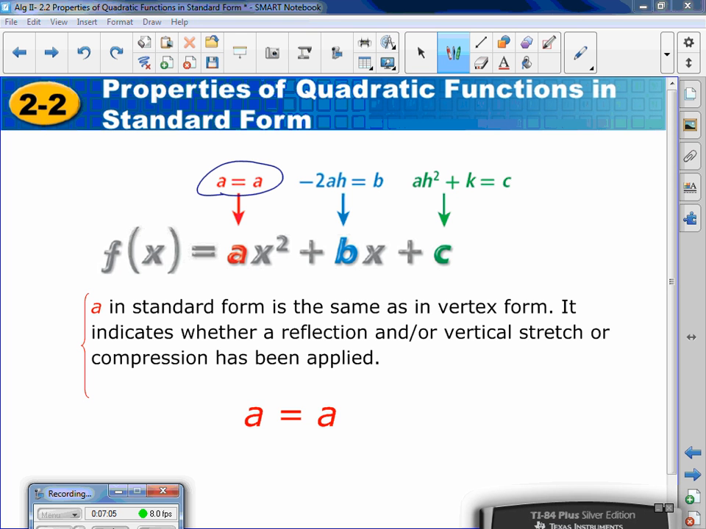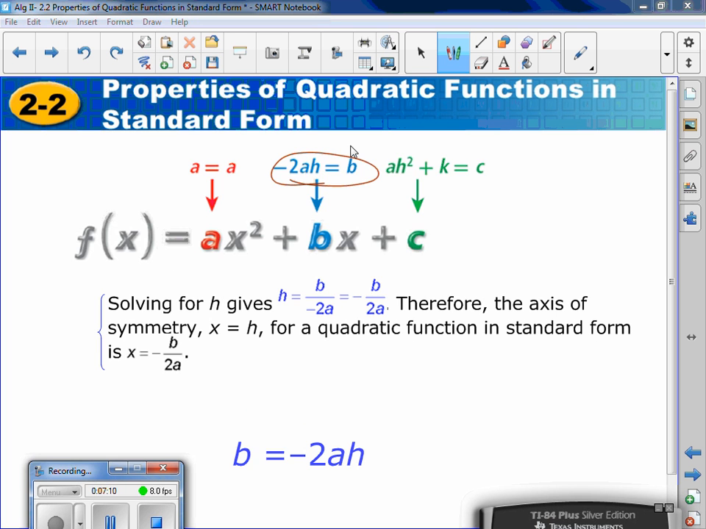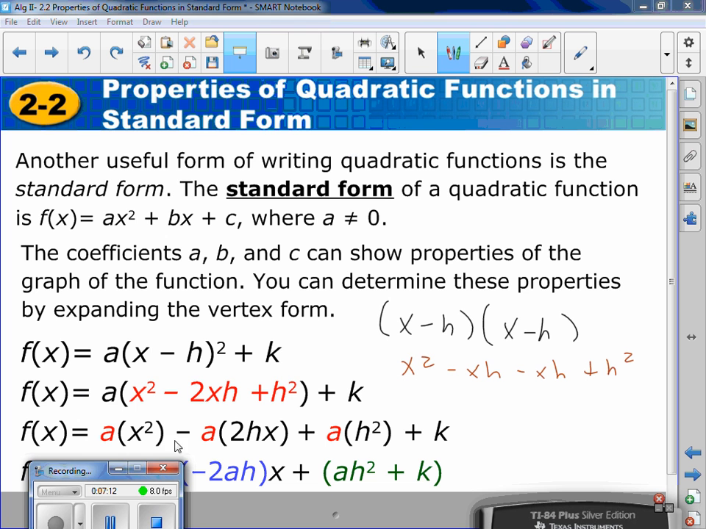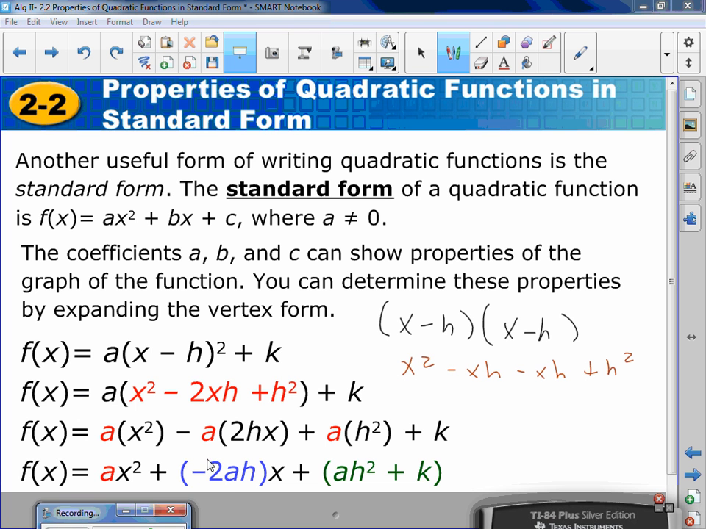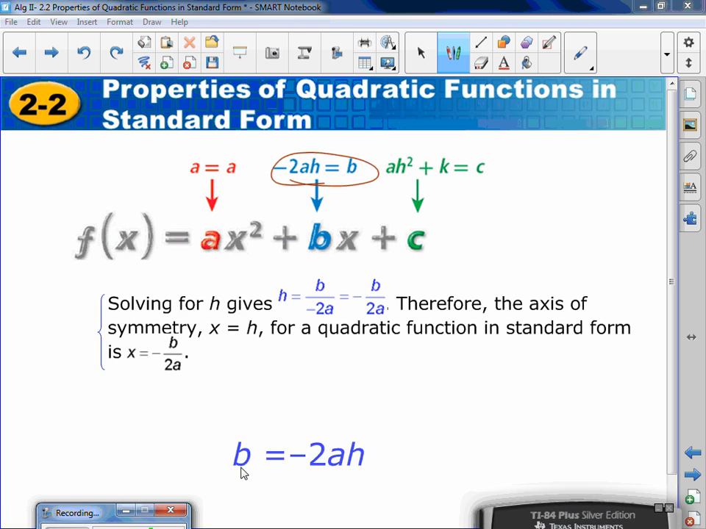For the B, when you have negative 2AH, I got that from right here. The B came from right here. There's an H in the problem. An H can tell me what the AOS is. I could do a little rearranging. If I want to get H by itself, I have to move these two things, right? What are these two doing to H? Multiplying, so I have to divide them both over. So H equals B over negative 2A.